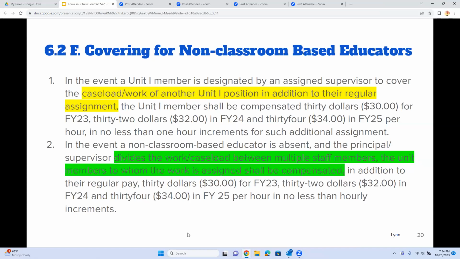In the event a Unit 1 member is designated by an assigned supervisor to cover the caseload work of another Unit 1 position in addition to their regular assignment, the Unit 1 member shall be compensated $30 for fiscal year 23, $32 for fiscal year 24, and $34 for fiscal year 25 per hour in no less than 1 hour increments for each additional assignment.